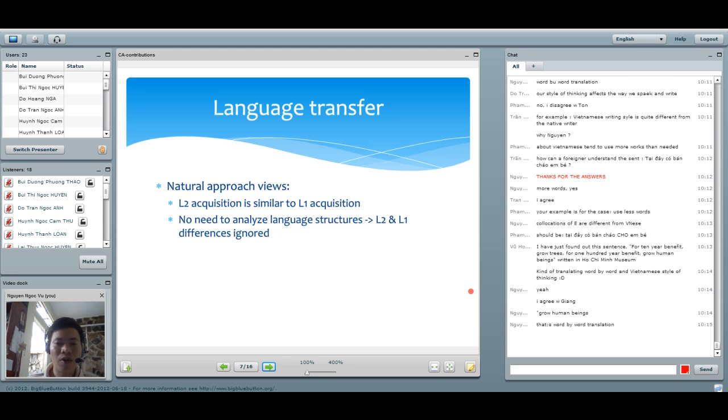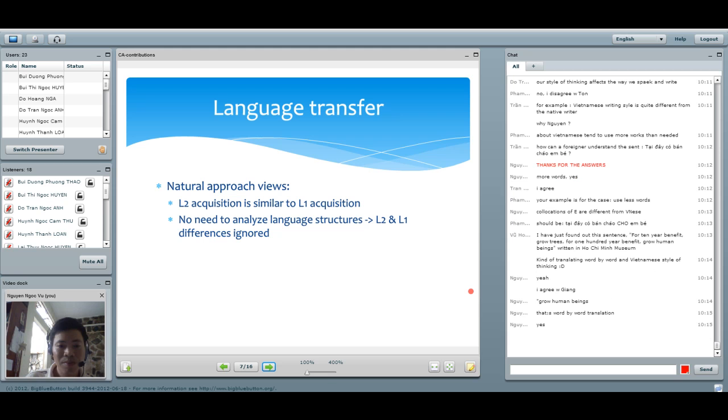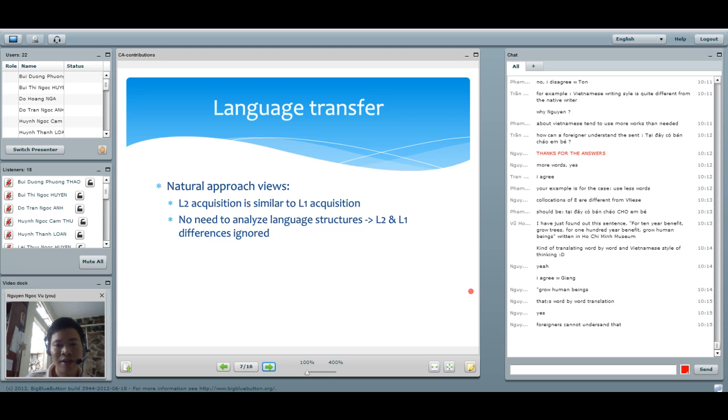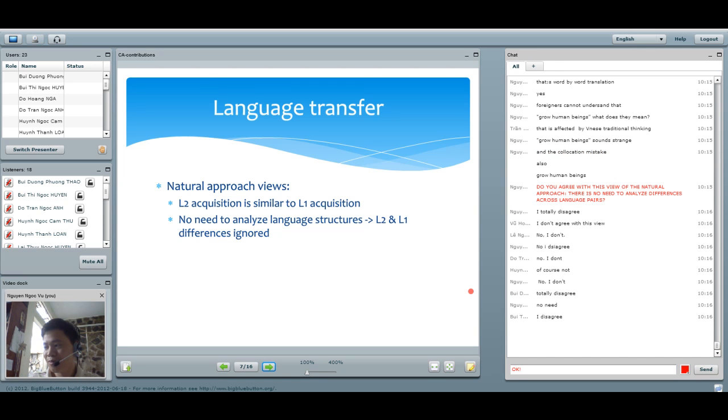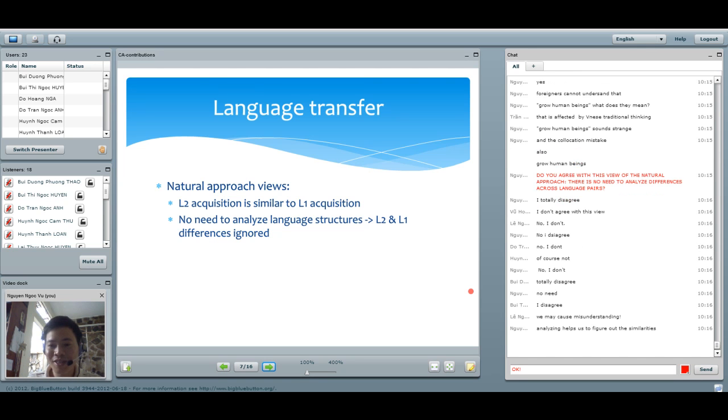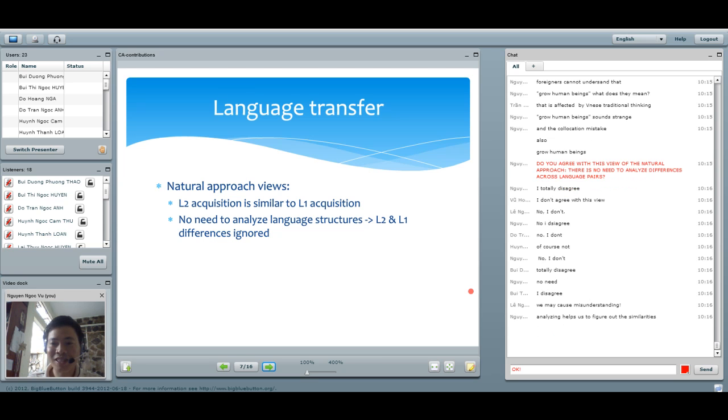Now, I have a quiz for all of the participants here. The natural approach. People believe that there is no need to analyze language structures in order to identify differences. Do you agree with this? Okay, so there seems to be a resounding disagreement with the natural approach belief.